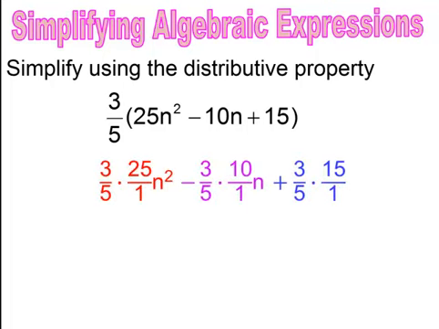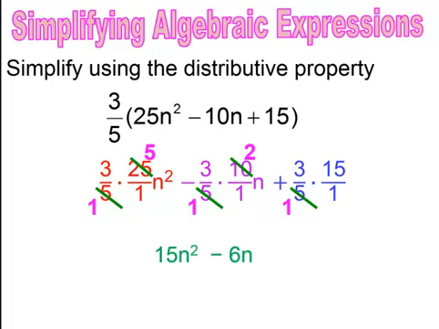We're doing the distributive property. You want to make sure that that whole number goes over 1. Simplify piece by piece. You're going to end up with 15n squared. And then I simplify the next piece. I'm going to end up with minus 6n. And I simplify that last piece, and I'm going to end up with plus 9.